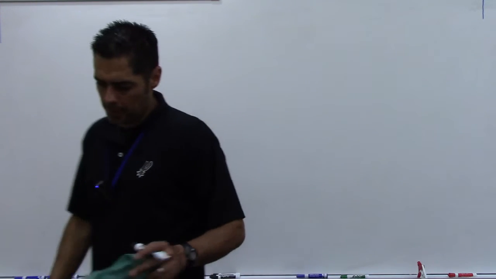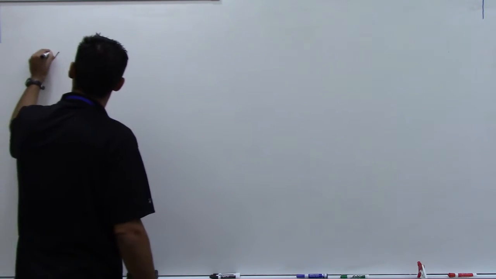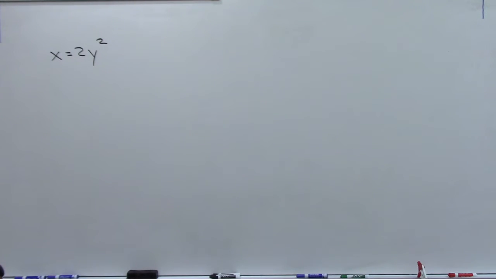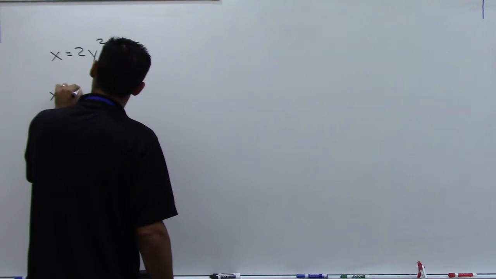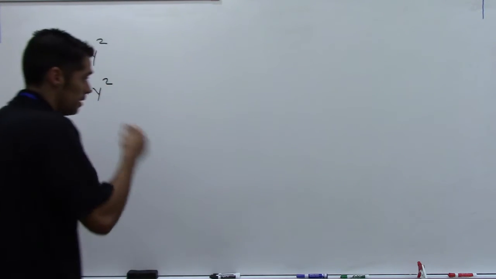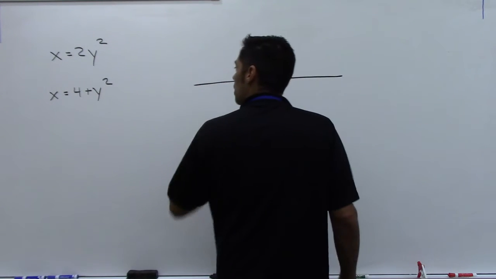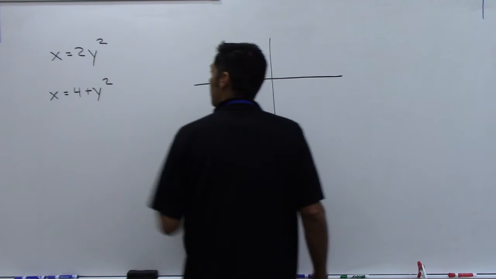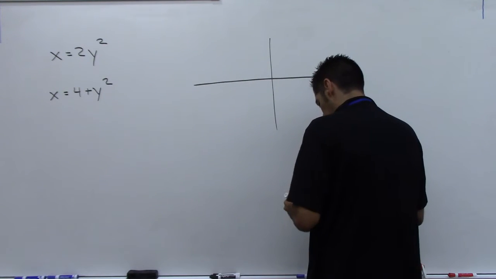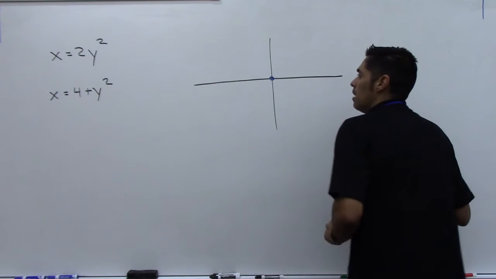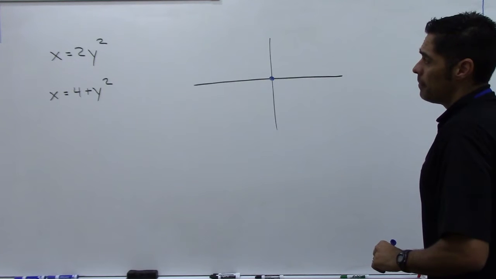All right, 15. x equals 2y squared. So I'm already thinking horizontal rectangles because it's a function of y. x equals 4 plus y squared. Yep, I'm thinking horizontal rectangles. Got to be able to graph these. All right, let's start with this one. If y is 0, x is 0. I'll do that one as blue. If y is 0, x is 0. If y is 1, x is 2.